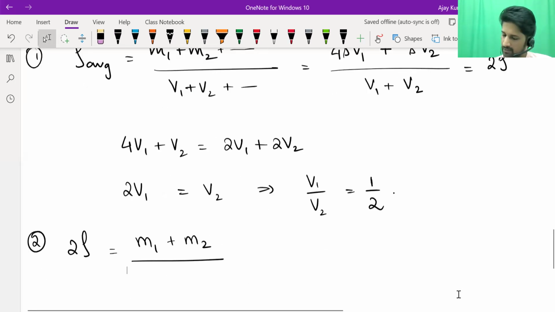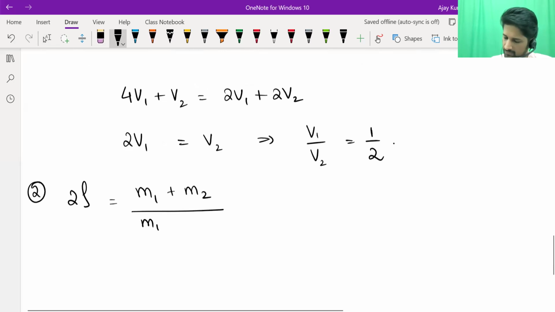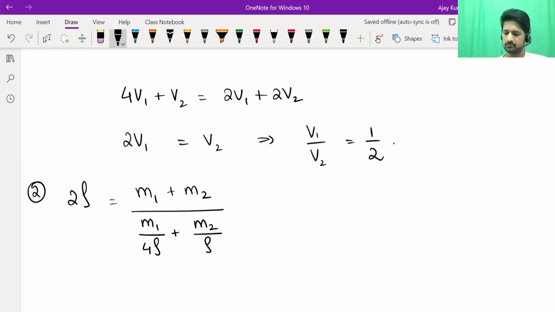So the first volume can be taken as M1 by rho 1, that is 4 rho. The second volume can be taken as M2 by rho 2, that is rho. That's all. You just take the LCM, rearrange this equation, and you will be able to find out the ratio of masses. The book has given the answer as 2:1. Okay, fine.